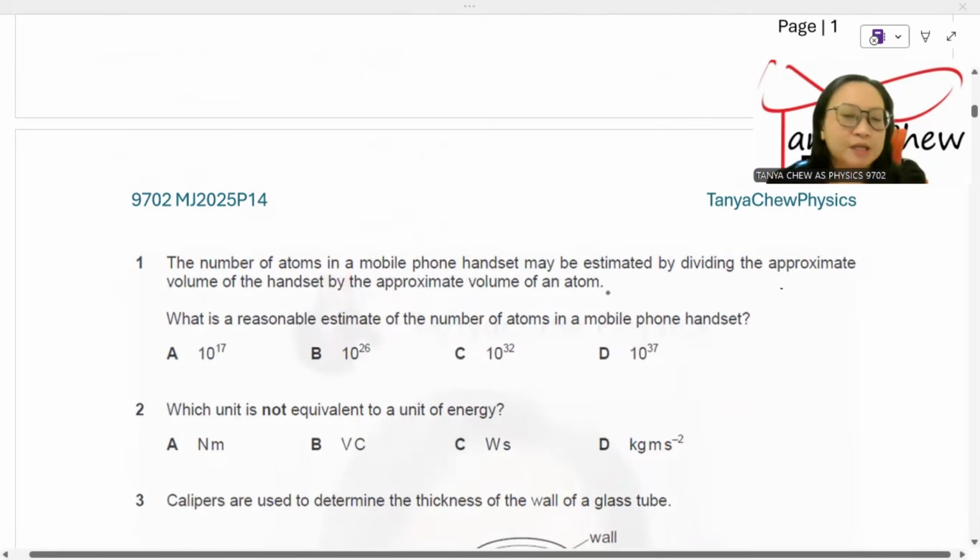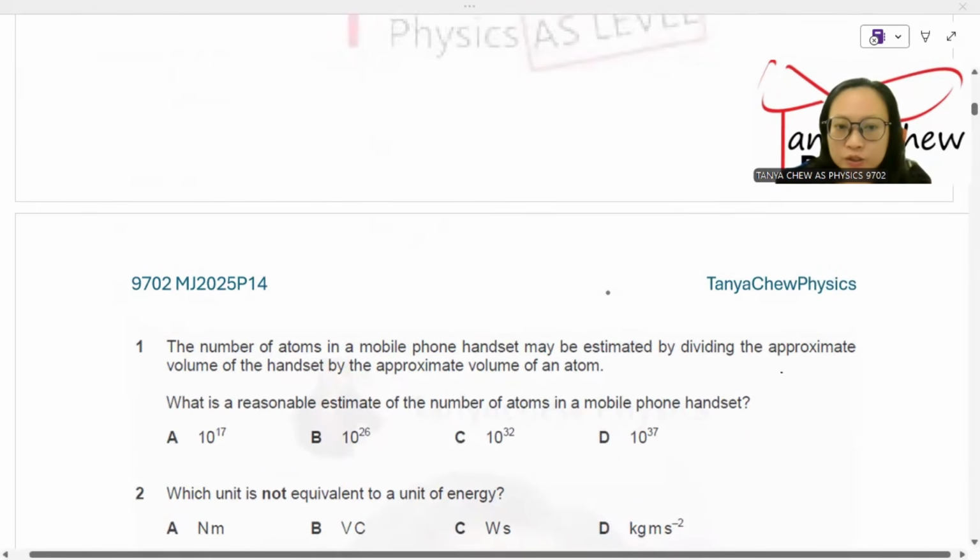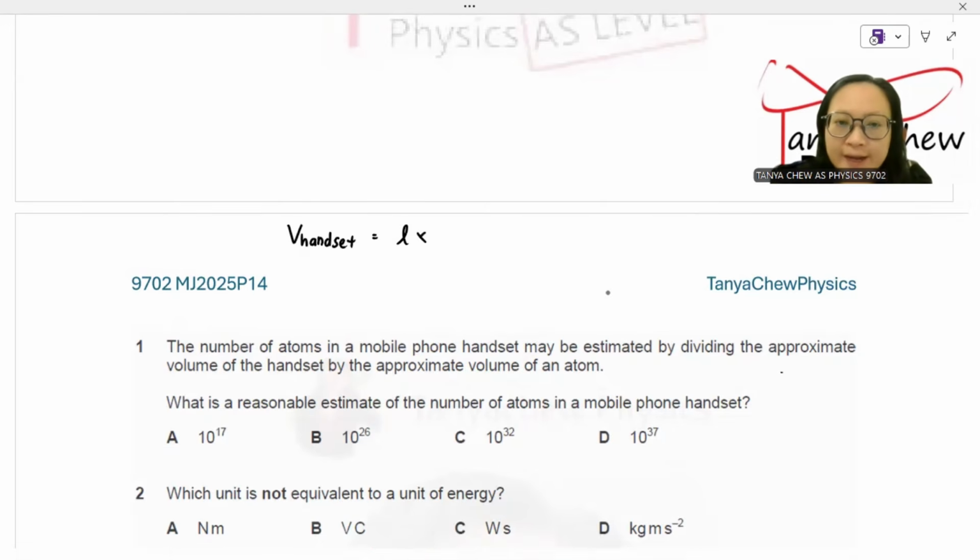The number of atoms in a mobile phone handset may be estimated by dividing the approximate volume of the handset by the approximate volume of an atom. So what is a reasonable estimate of the number of atoms in a mobile phone handset? I'm going to find the volume of the handset first, which is equal to the length multiplied by the width multiplied by the thickness of the handset. I'm going to just estimate the length of the handset maybe 15 cm.